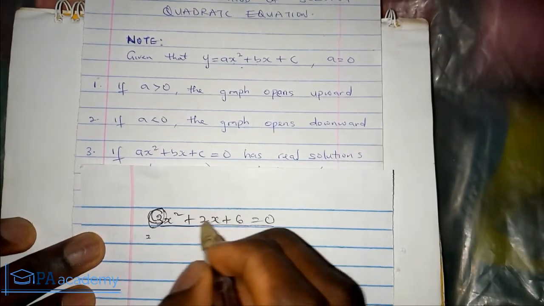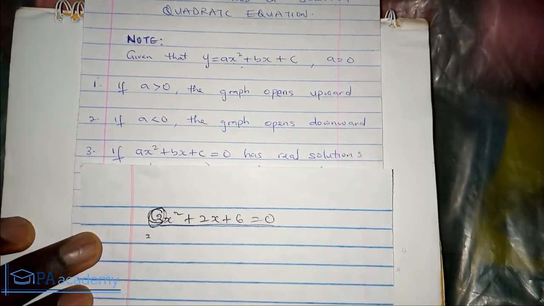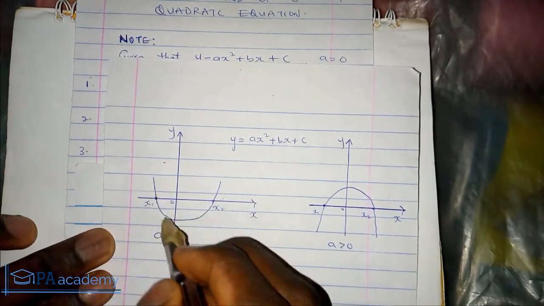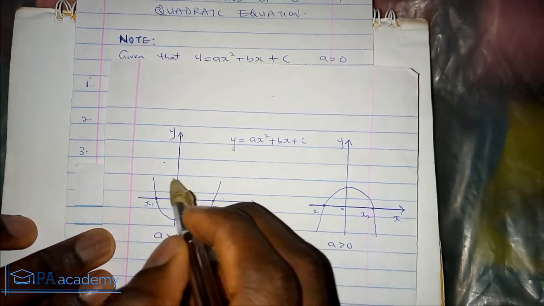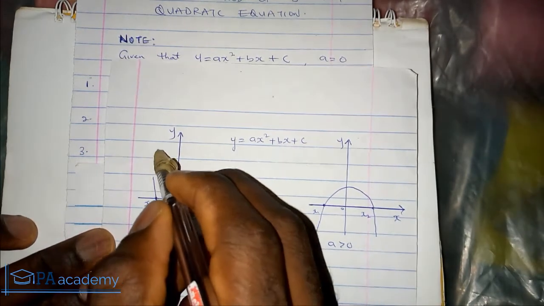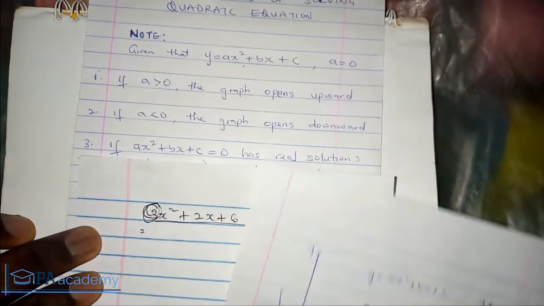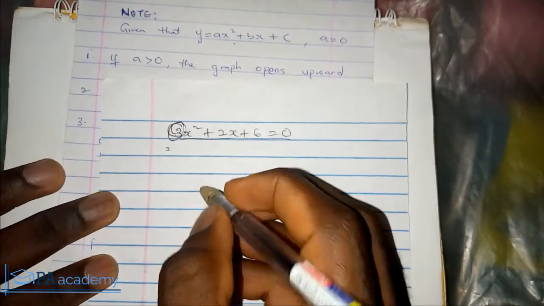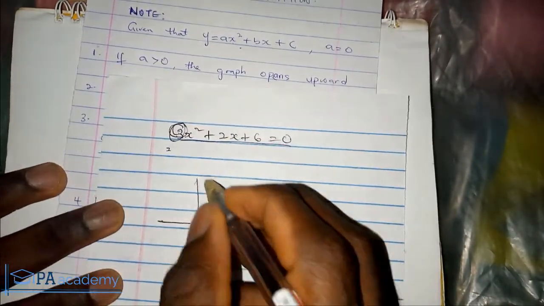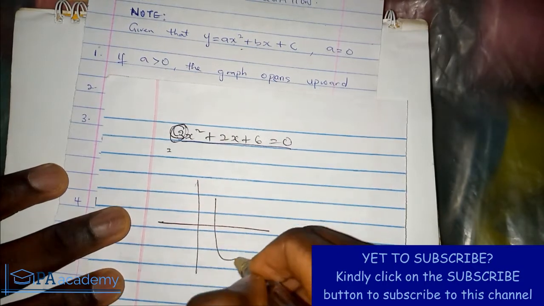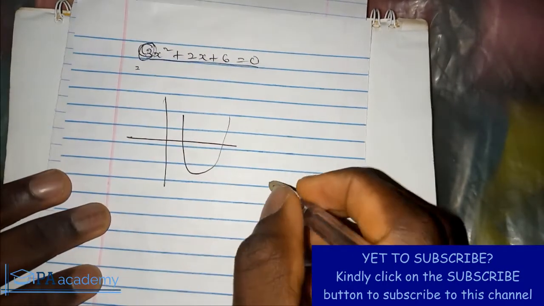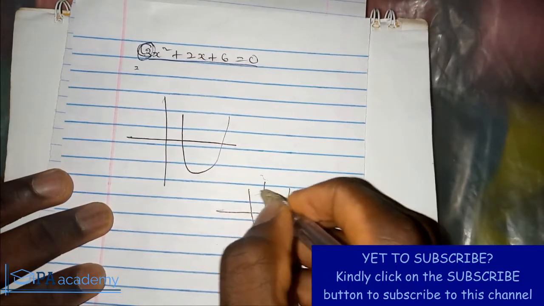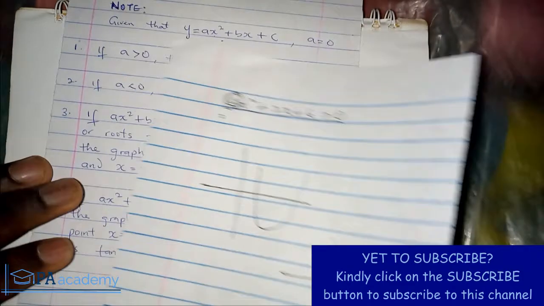So for an equation like this, if you are to solve it using the graphical method and we plot our graph, it will look like this. It will open upward. You can see it is opening upward, so your graph will curve this way. So that's the first one: if a is greater than 0, the graph opens upward. Once you draw your y and x axes, your graph will open upward. Whichever way the graph appears, it will still open upward. That's the first thing I want you to note.